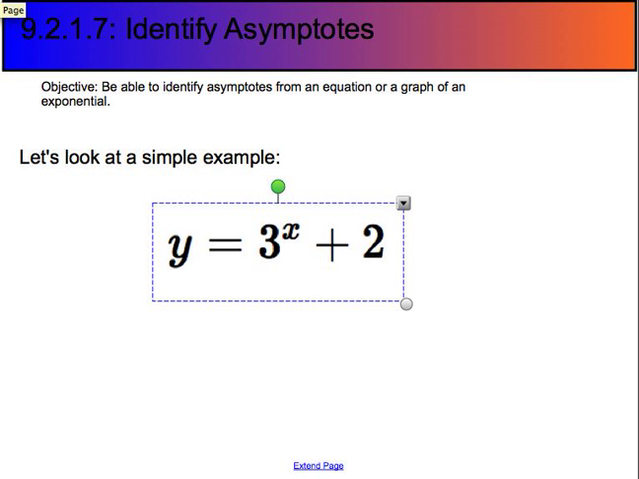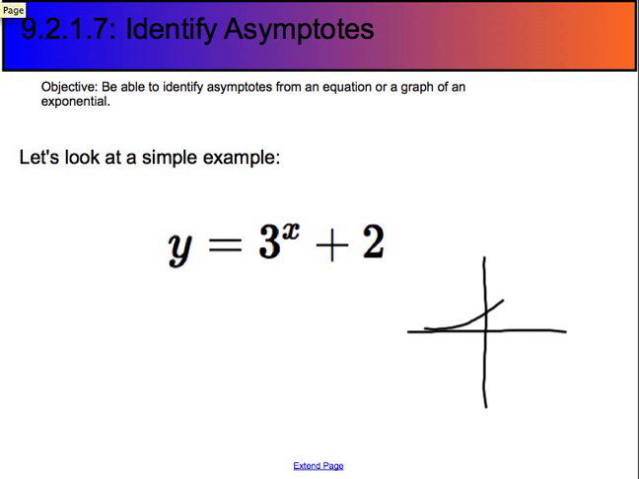So let's look at this simple example right here. This is also an exponential. Y equals 3 to the power of x plus 2. It's an exponential because of the power of x, of course. Now you could graph this on your calculator, but personally I look at that and I know it's an exponential and I know what y equals 3 to the x looks like. It's like many other exponentials. I'm just going to sketch a graph really quickly here.